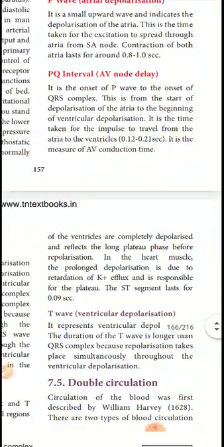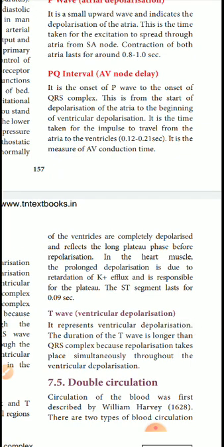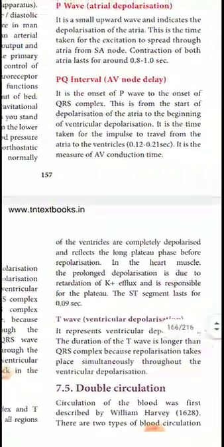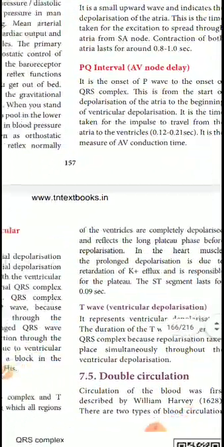PQ interval, AV node delay. It is from the onset of the P wave to the onset of the QRS complex. This is from the start of atrial depolarization to the beginning of ventricular depolarization. It is the time taken for the impulse to travel from the atrium to the ventricle. How many seconds is it? 0.12 to 0.21 seconds. It is the measure of the AV node. So it is the AV contraction time.